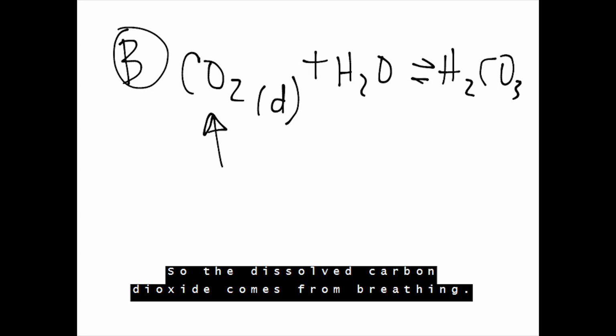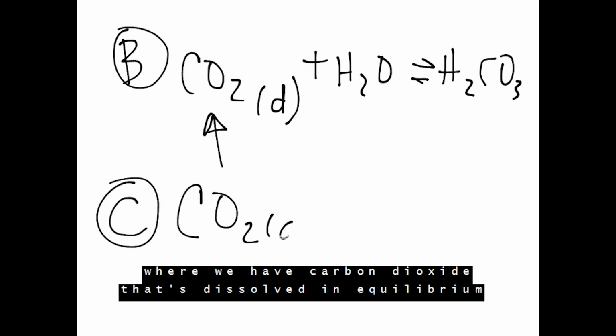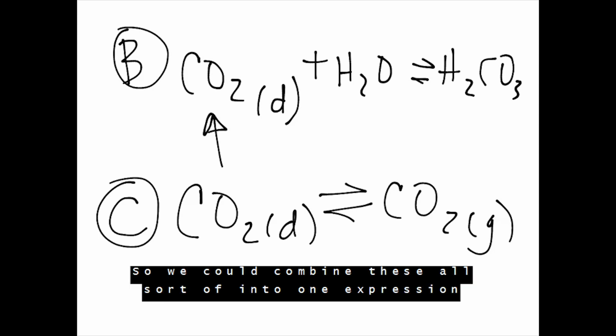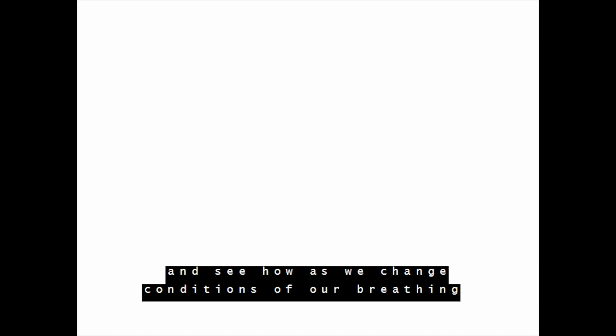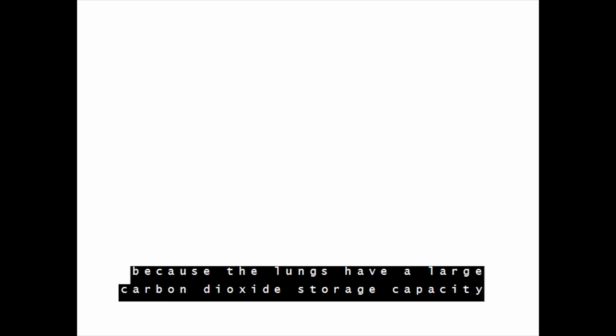Now the next question is, where does this dissolved carbon dioxide come from? So the dissolved carbon dioxide comes from breathing. So we can write a third chemical equation where we have carbon dioxide that's dissolved in equilibrium with carbon dioxide in a gaseous form. So we could combine these all into one big chemical reaction so that we can see how, as we change conditions of our breathing, we can change the pH of our blood, because the lungs have a large carbon dioxide storage capacity that we can change by varying our breathing rate.